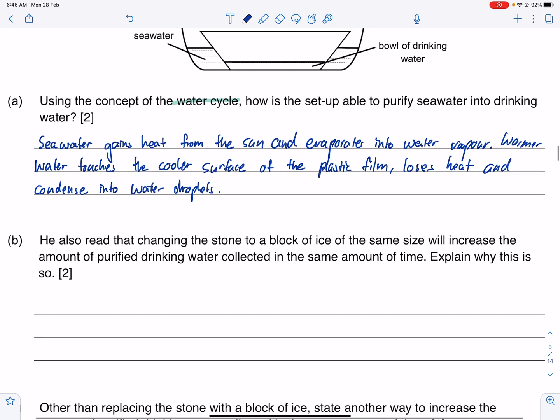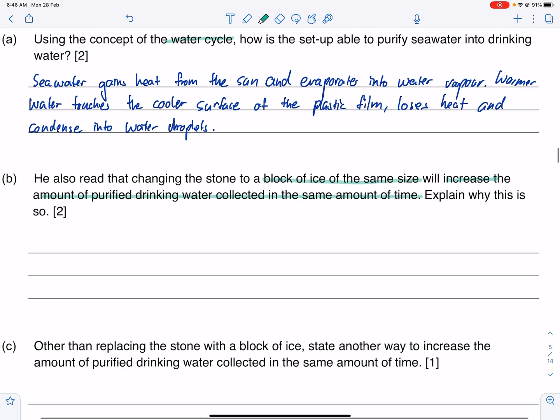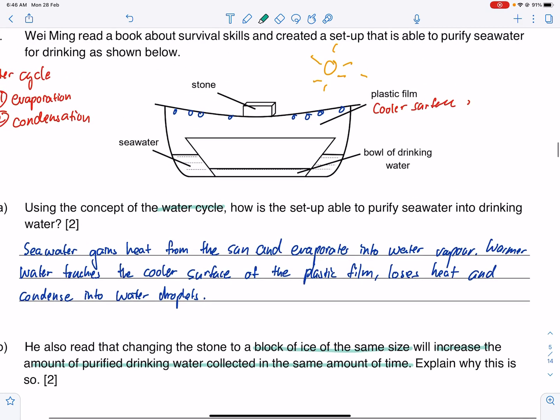Alright, moving on. B. He also read that changing the stone to a block of ice of the same size will increase the amount of purified drinking water. So what are some of the keywords here? Block of ice, same size. Increase the amount of purified drinking water collected, in the same amount of time. So for this, now how do you think that this would happen?